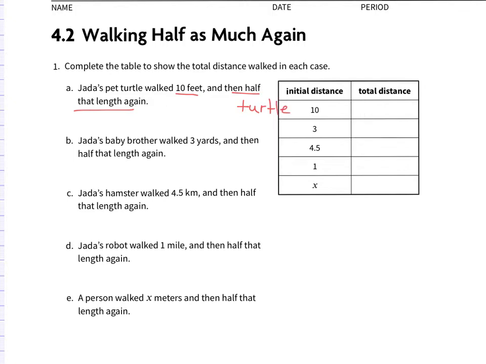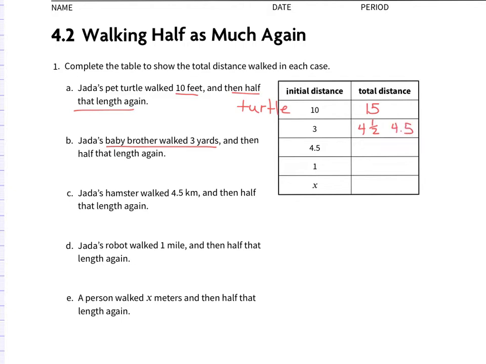Well, originally the turtle walked 10 feet. Then it walked half that much again. Half of that would be 5. So in total, the turtle walked 10 plus 5, or 15 feet. And you're going to do that for each of those. If her baby brother walked 3 yards, then half that length again, how much would that be? Well, we're getting into some decimals or fractions here. Half of 3 is 1.5, and 1.5 plus 3 would be 4.5.